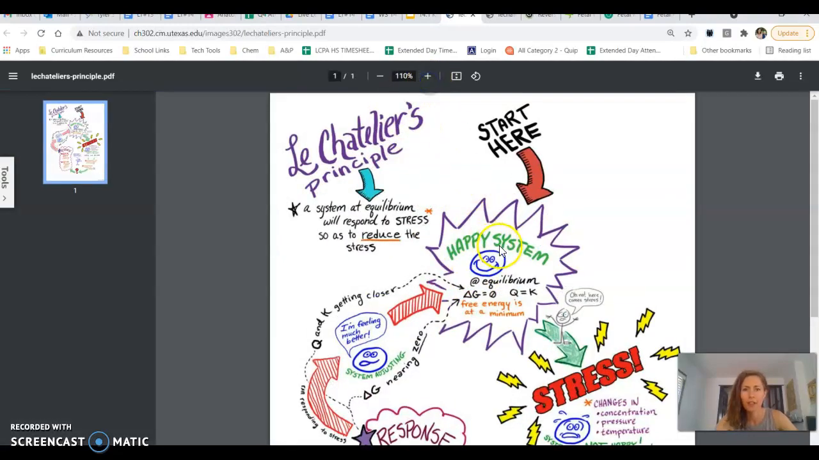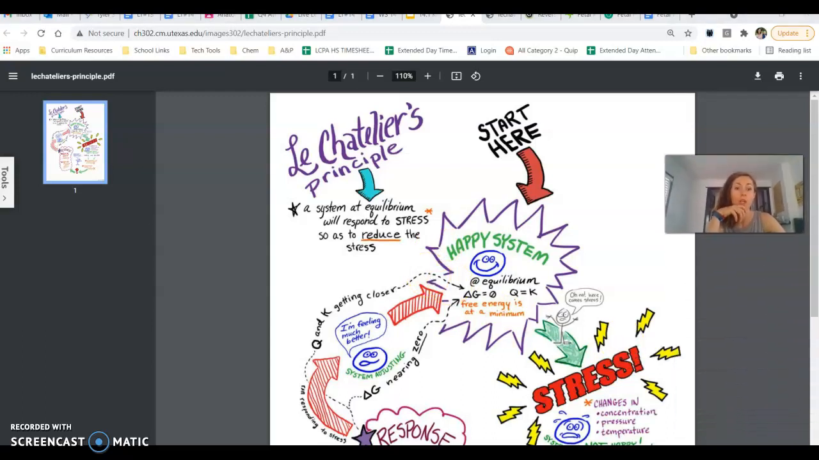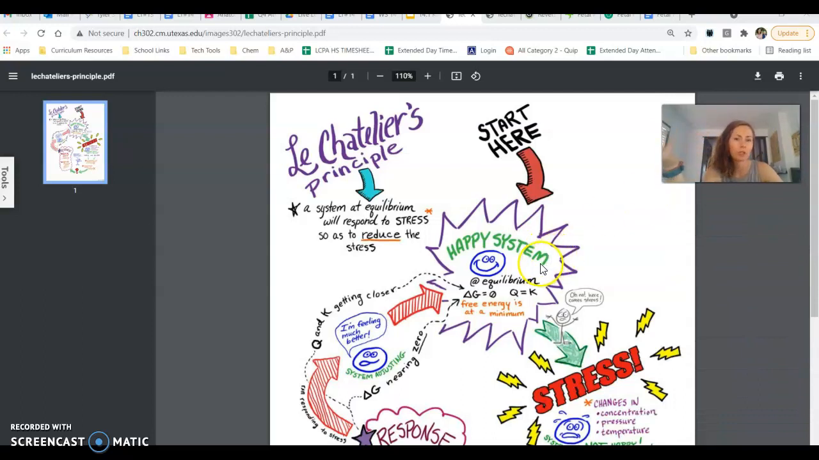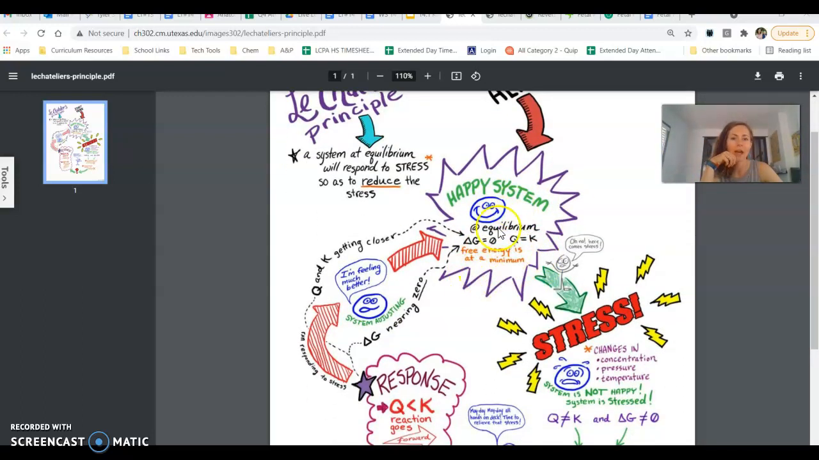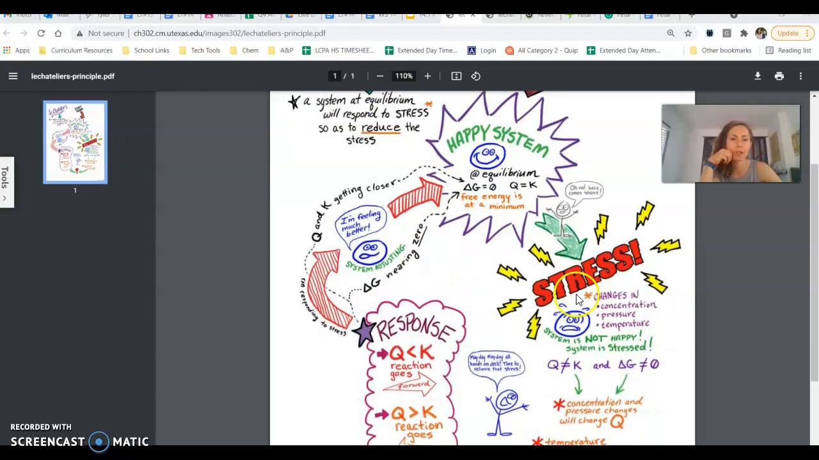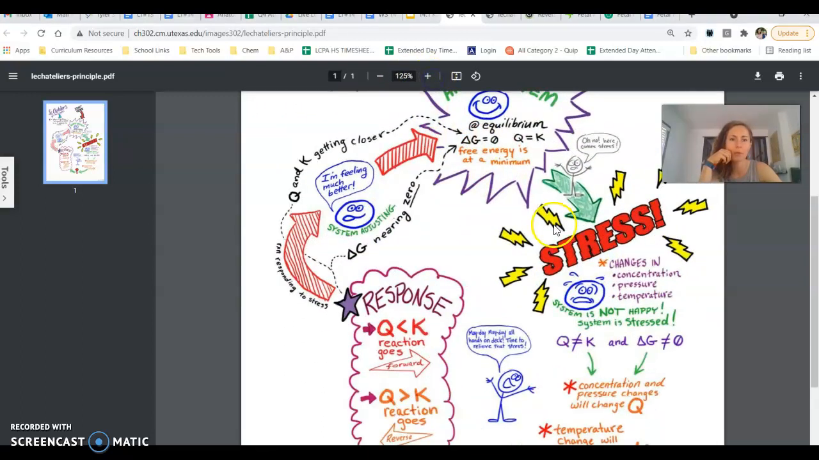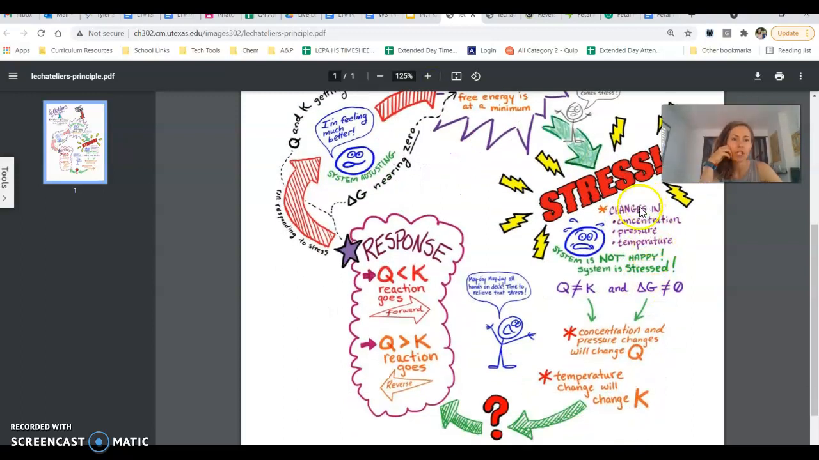I really like this little image because it talks about what this principle is. Le Chatelier's principle is when a system is stressed, meaning something is happening to your equilibrium system, the reaction is going to respond, just like we do. So if we have a happy system at equilibrium, and then a stress comes along and is like, oh no, what's happening? We're being stressed. Changes in concentration, pressure, and temperature can cause a stress to a chemical reaction, which is then going to create the reaction not being at equilibrium anymore.